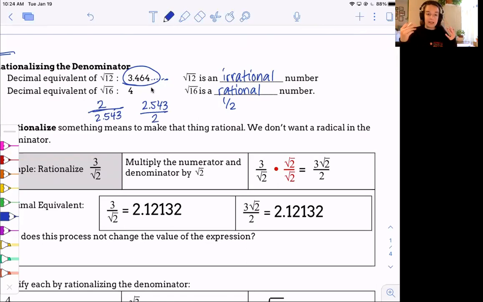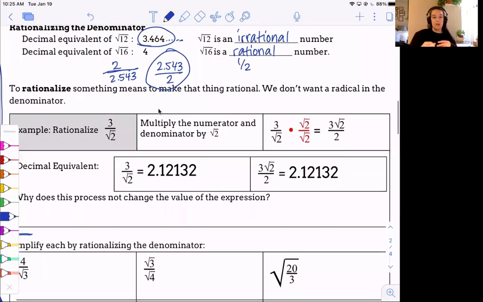So before we had calculators, what you really wanted to do was to get your decimal in the numerator and a whole number in the denominator, because it's much easier to divide. You would want to do this thing. So there is this process called rationalizing the denominator, right? To rationalize something means to make that thing rational. We don't want a radical. We don't want this square root to be in the denominator.